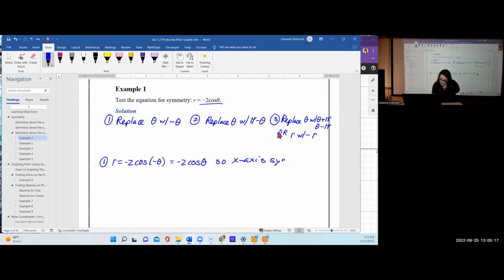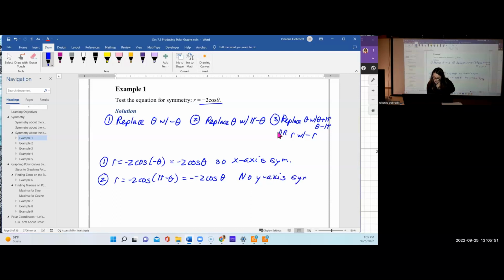All right. Now, what about the next 2? We know already, because it's cosine, that it does not have symmetry of the supplementary angle. So part 2 would be no. All right. So we have r equals -2 cosine of pi minus theta, which is going to give us a -2 times negative cosine of theta, which is going to give us a +2 cosine theta. It's not the original equation, so no y-axis symmetry.